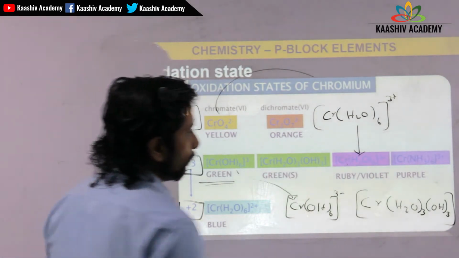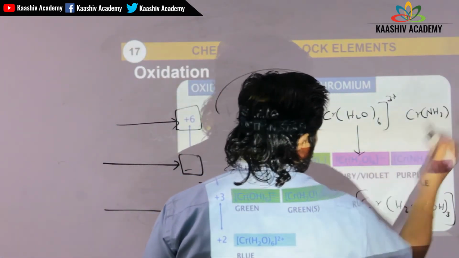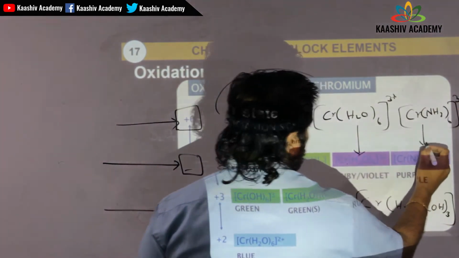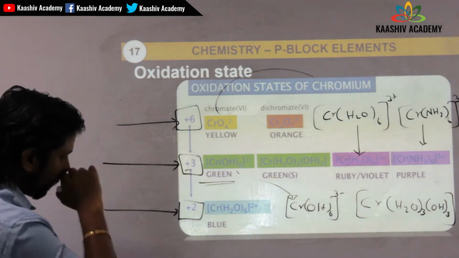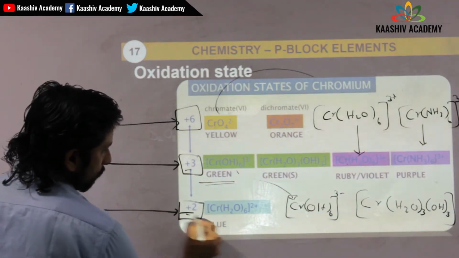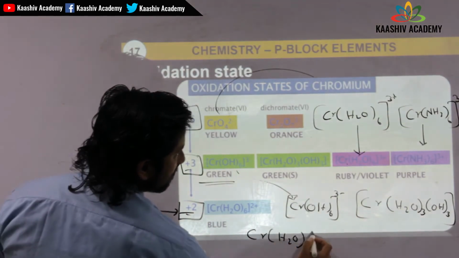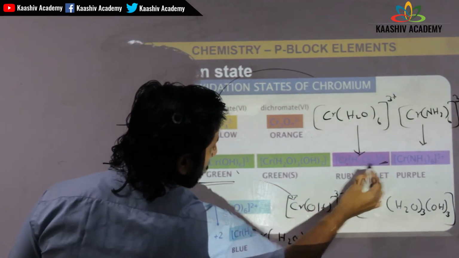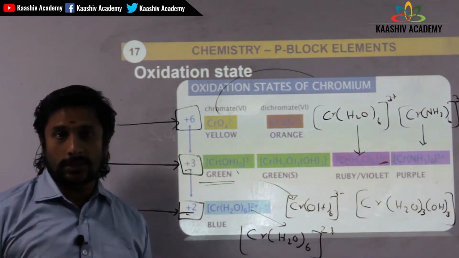On the other end we have another compound with ammonia, Cr(NH3)6 3+. The color is purple. On the other end, we have one compound with the oxidation state of +2, that's Cr(H2O)6 2+. If it is 3+, it's violet. If it is 2+, it's blue in color.